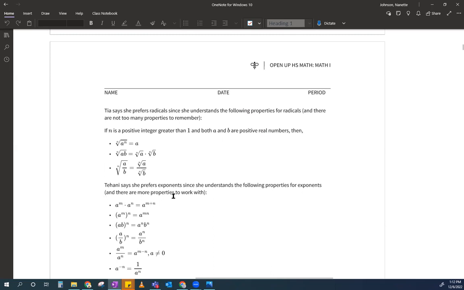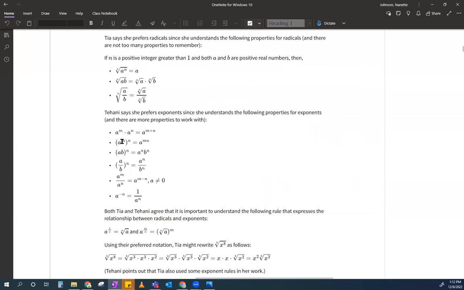Okay, so Tahani says she prefers exponents since she understands the following properties for exponents, and there are more properties to work with. So she has, when you multiply, we add our exponents and the bases are the same. When we take a power to a power, then we multiply our exponents. When we have two bases taken to a power, we could separate it. This one kind of reminds me of this one right here. Do you guys all see it? This one right here reminds me of this one right here. Okay. (a over b) to the n is equal to a to the n over b to the n.